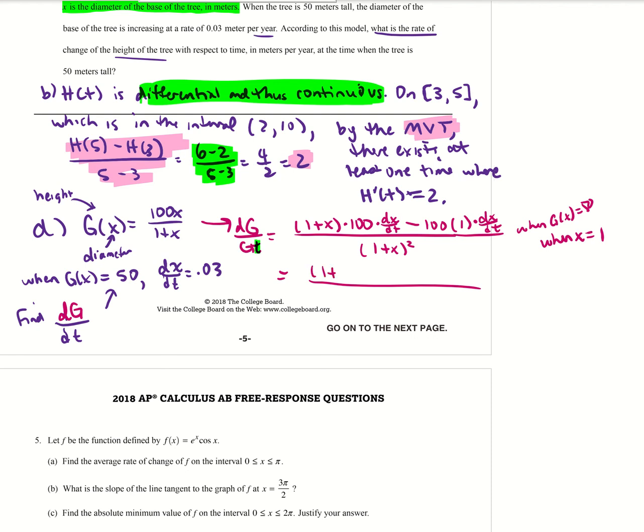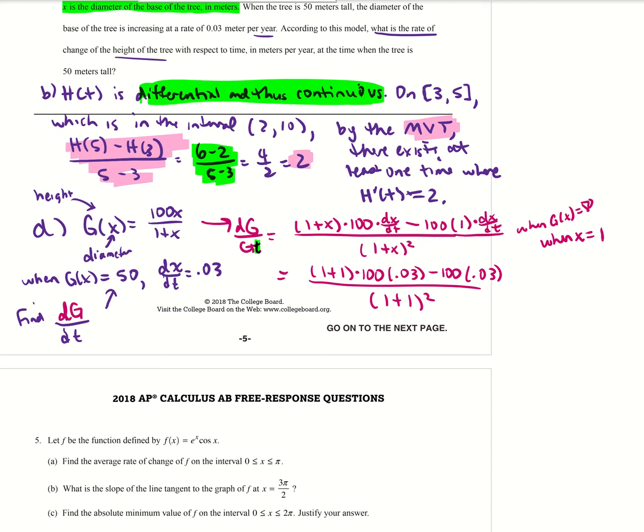So this is 1 plus 1 times 100 times 0.03 minus 100, optional if you want to write times 1, that's up to you, times 0.03 over 1 plus 1 quantity squared. I would not simplify this.